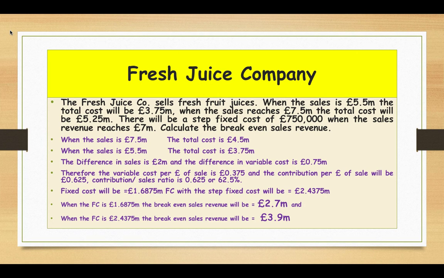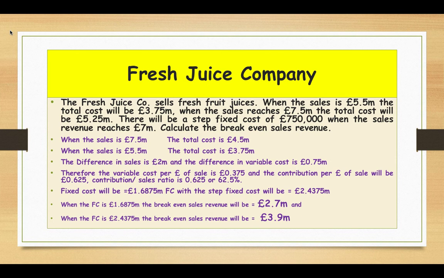Now, with the step fixed cost, our fixed cost is going to be 1.6875 million plus the 750,000. So you get 2.4375 million. So first we have calculated the fixed cost without the step fixed cost, and then we have added the step fixed cost of 750,000 to get the second fixed cost, which is 2.4375 million. As we know, whenever there is a step fixed cost, there will be two break-even points.